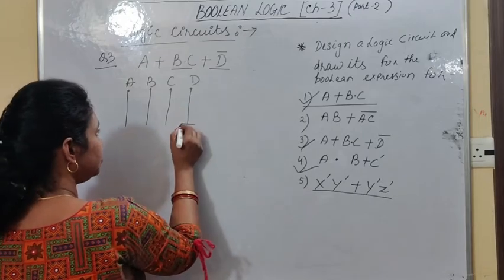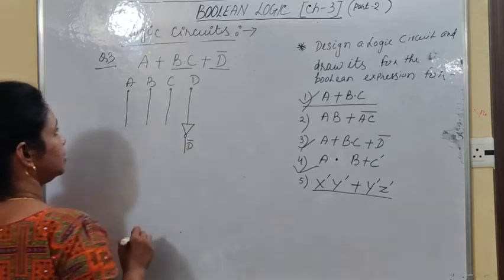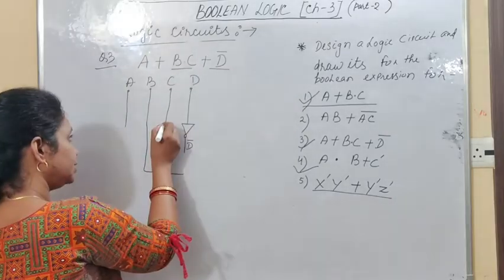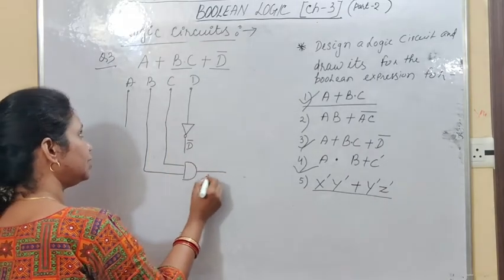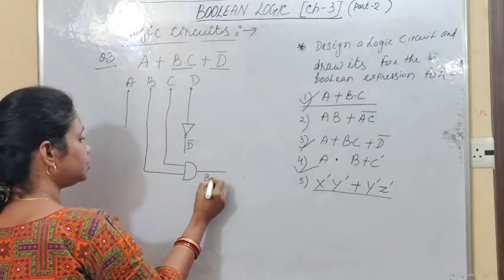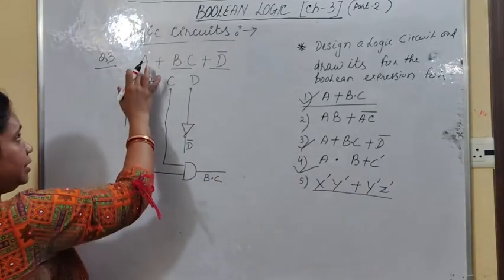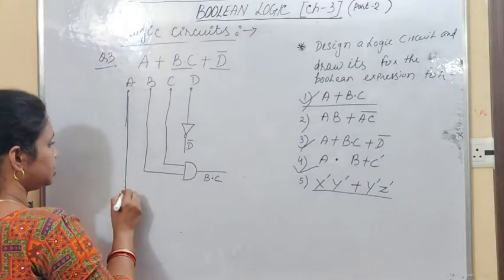So this is D bar. So D bar means we have to just put one NOT gate. So this signal name is D bar. Okay. Now this is BC. So BC means extend the B signal and extend the C signal. Then put one AND gate between B and C. Now this is the output of the sub expression, that is B dot C. Right students? Now A signal is one unique signal. So just extend it.